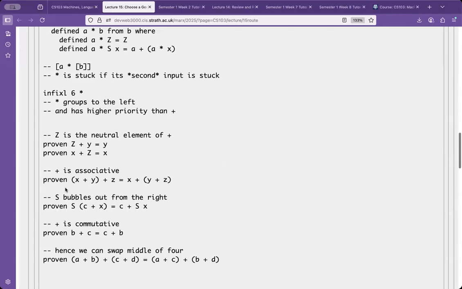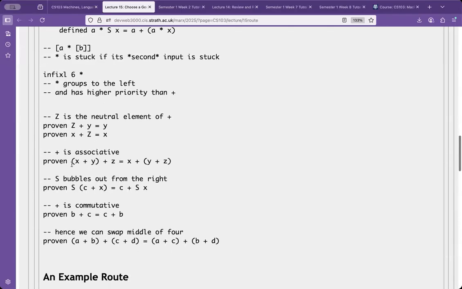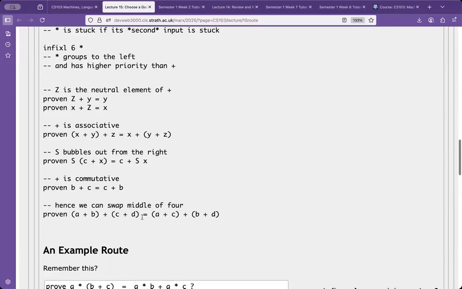Okay, so I'm throwing in that we already know that addition has a neutral element 0 and is associative and is commutative and has this lovely swap middle of 4 things. So swap middle of 4 basically says if you've got a square of 4 things to add up, you can add up the rows first or you can add up the columns first and you'll get the same answer.